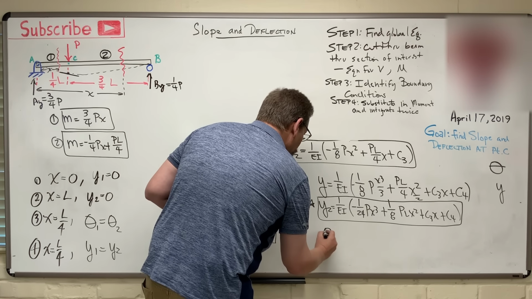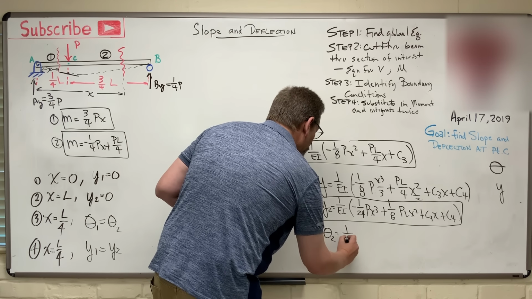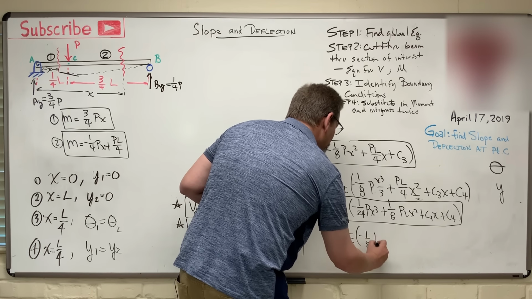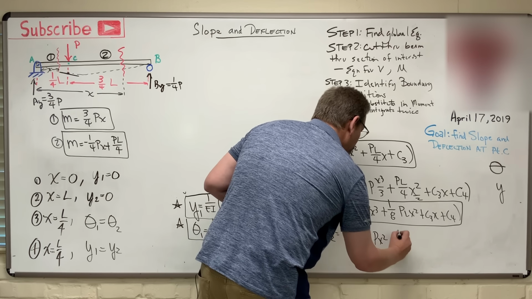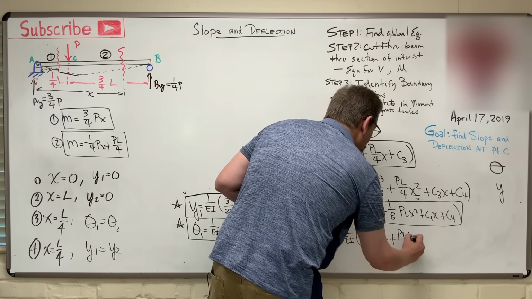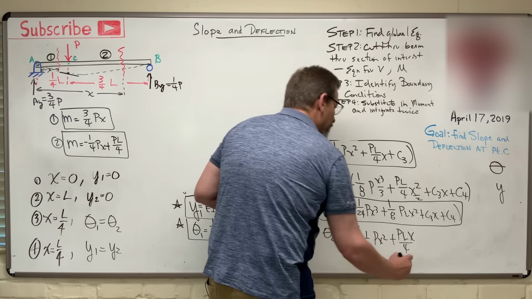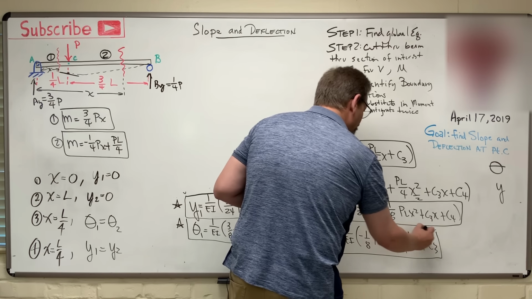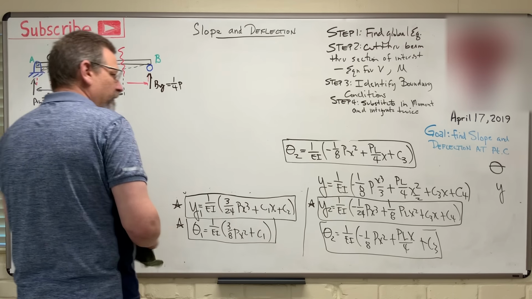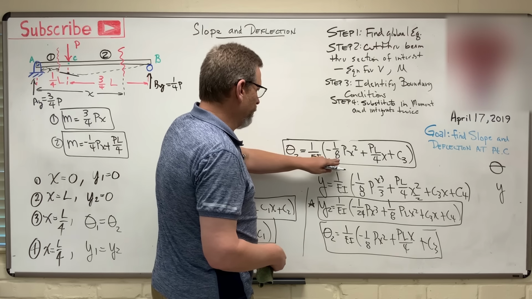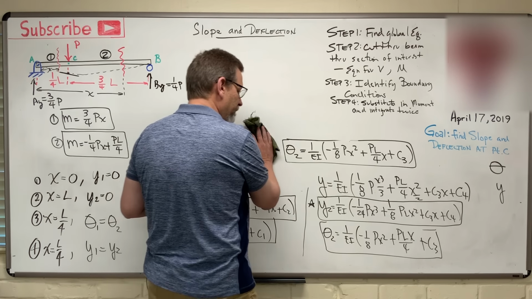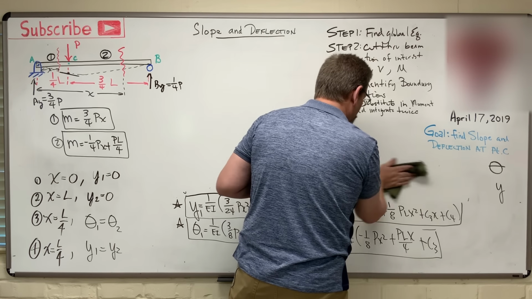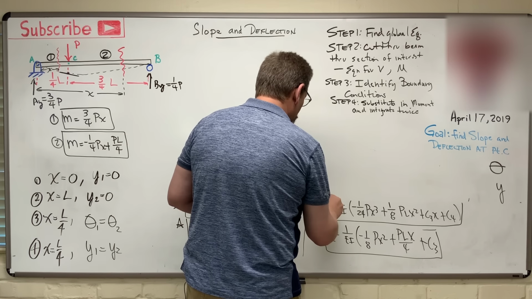Let me write this down again. Theta 2 is equal to 1 over EI times minus 1/8 px squared plus PLx over 4 plus C3. I just rewrote it so we could get some room. Let me make sure I wrote it right: minus, plus, plus. Okay, that's good. The next thing we need to do is talk about substituting and solving. Let's see if we can do it.